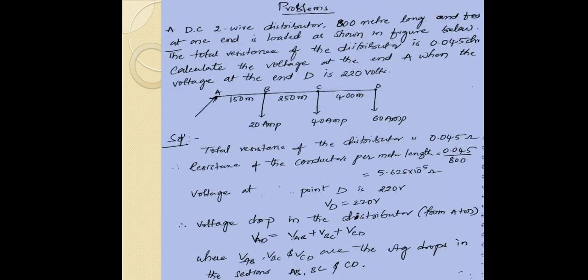The resistance of section AB is R1. R1 is calculated with the distance, 150 meters. So R1 equals 150 into 5.625 into 10 to the power minus 5, which is 8.43 into 10 to the power minus 3 ohms. Like that, for the BC section R2 is 250 into 5.625 into 10 to the power minus 5, which gives 0.014 ohms. In the CD section, R3 is 0.025 ohms.